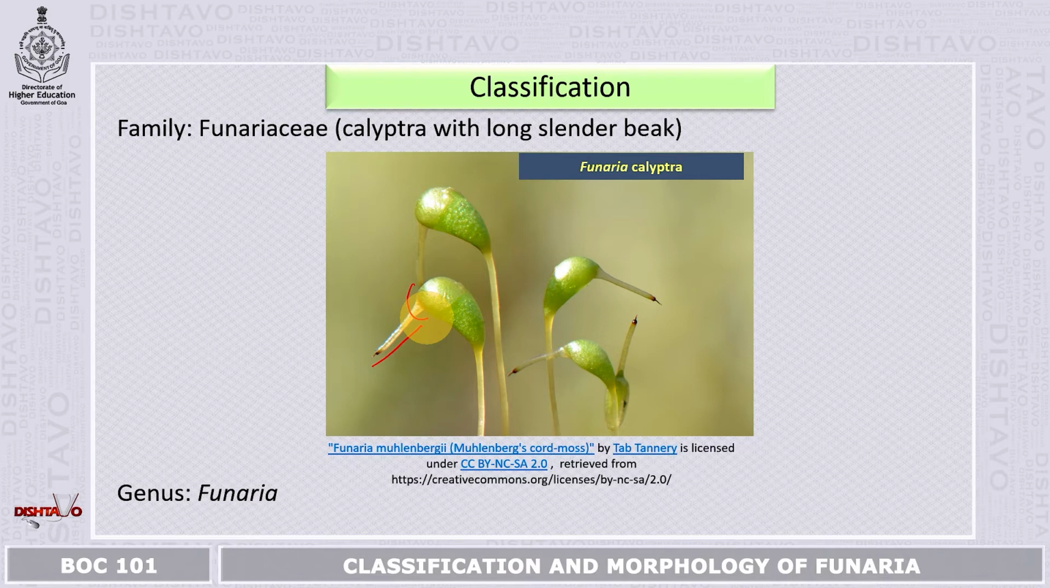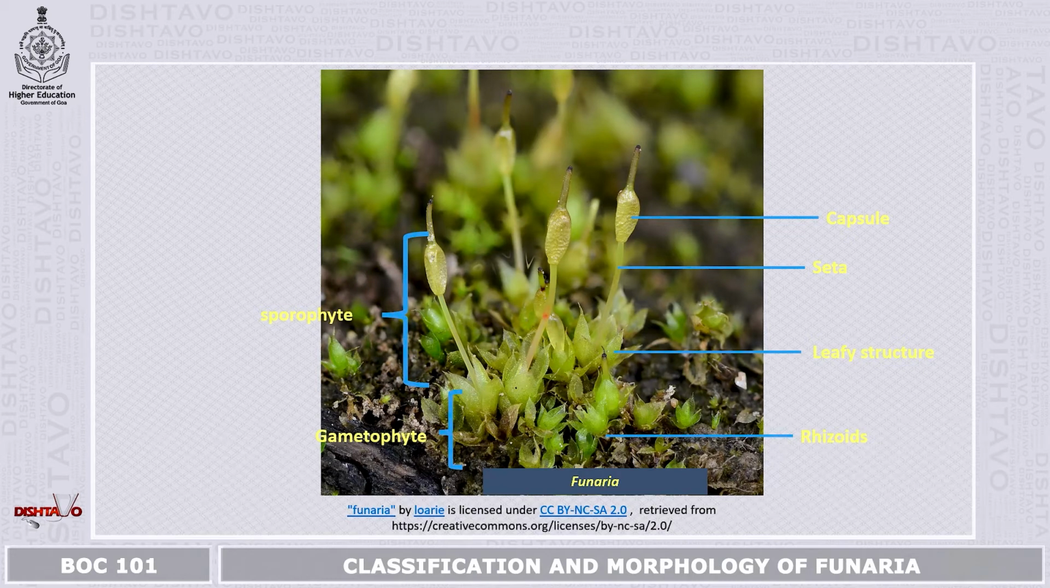Genus Funaria. This is the plant Funaria where you can see the capsule, the seta which is actually connecting the capsule to the leafy structure. These are the leafy structures, leaf-like structures with the midrib, and the rhizoids down which are anchoring the soil. And this is the beak-like structure. So this is in short the plant.